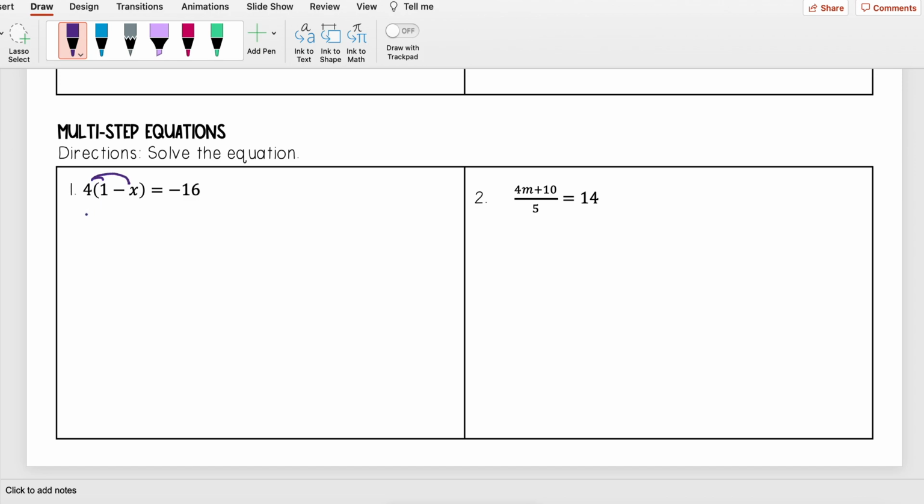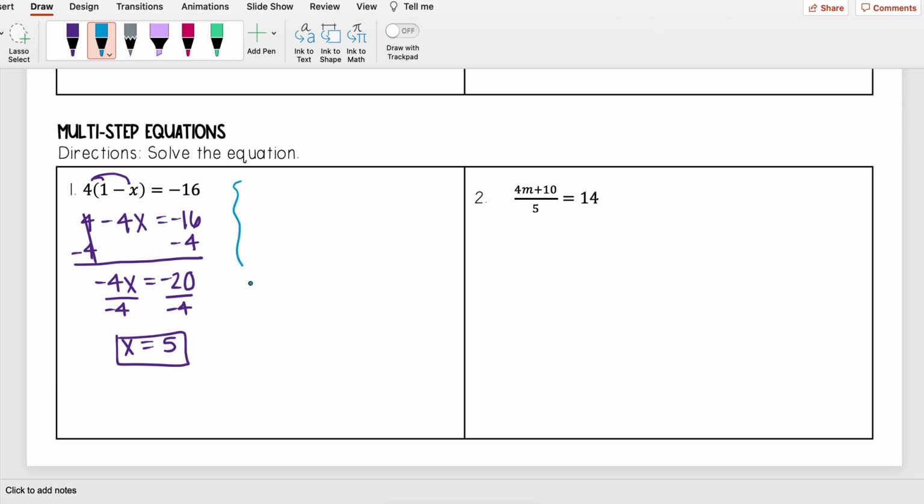And so I have 4 times 1 to get 4, and then 4 times negative x to get negative 4x. It's equal to negative 16. Subtract 4 from both sides. And so I get negative 4x is equal to negative 20. And then I'm going to divide both sides by negative 4. And so I get that x is equal to 5.